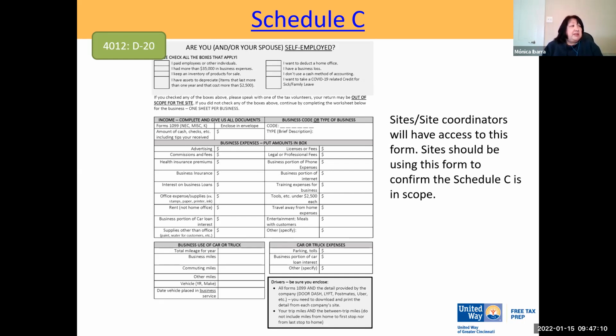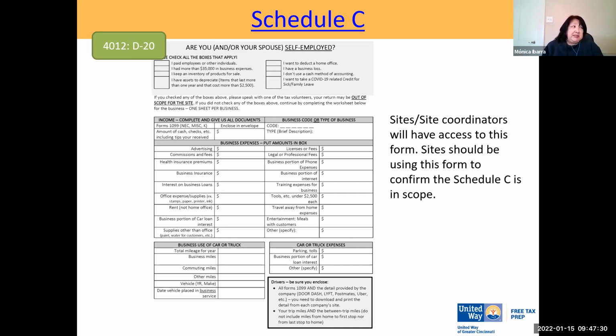So all the other things are expenses. One thing that is out of scope for us is actual car expenses. We use mileage. That's what we're allowed to do. And I will have an example of what actual expenses are after I look at this sheet.